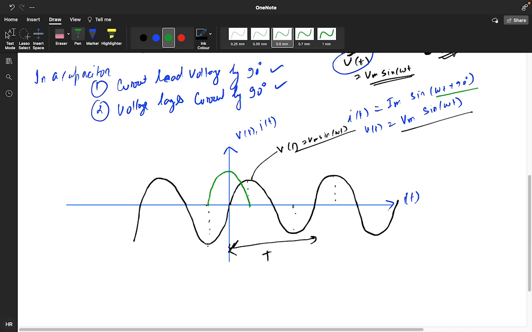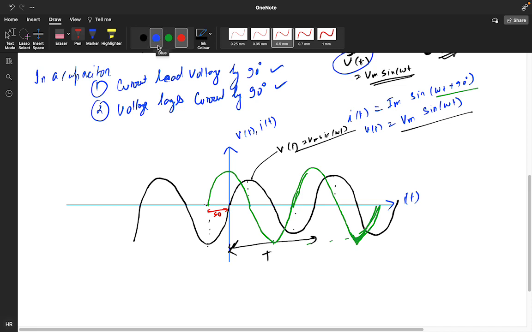So from here to here, and from here to here, this is your 90 degree. So the curve is leading by 90 degrees.